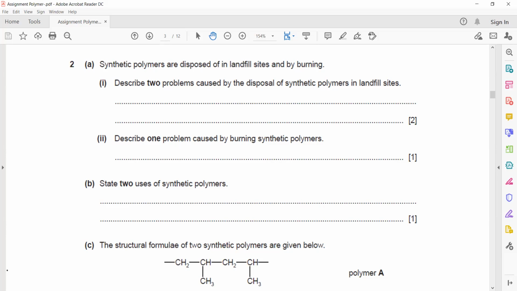Describe one problem caused by burning of synthetic or man-made polymer. It produces toxic gases or greenhouse gases. State two uses of synthetic polymer, man-made polymer: we use plastic bags, we use clothing, we use packaging, we use cups, even polystyrene cups are there. We use even carpets having these polymers, polyester, a great proportion is there. Insulation, pipes.